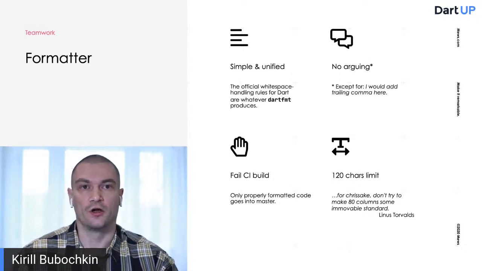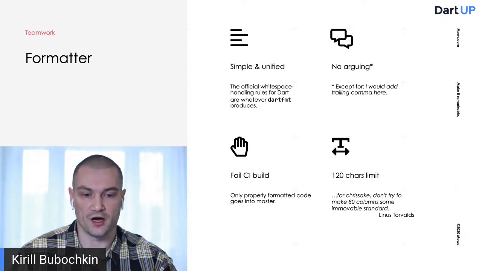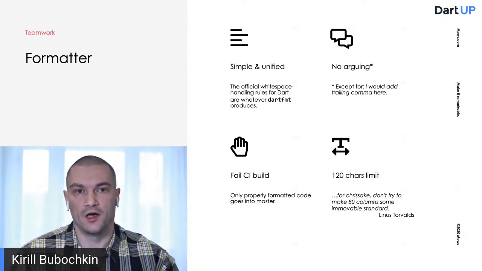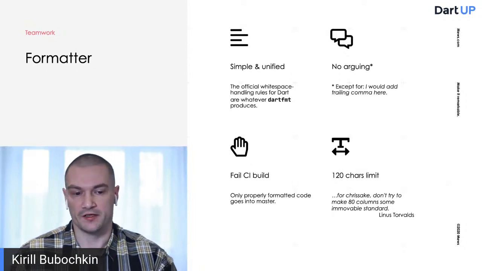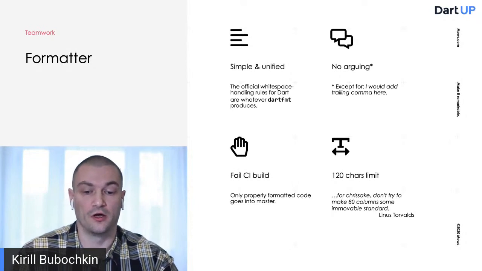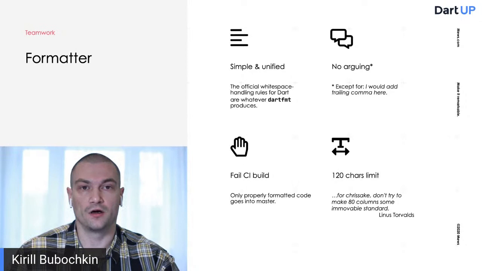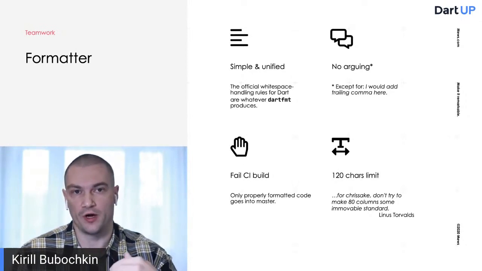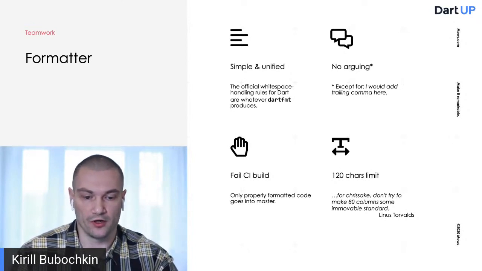And actually the official formatting rules are defined as whatever Dart FMT produces as output. That eliminates all the arguing about how to structure your code, or maybe except for whether we should add trailing comma here or not. But yeah, it's a minor thing. And you can also set up your CI machine in the way that it will just fail the build if the code is not formatted properly.